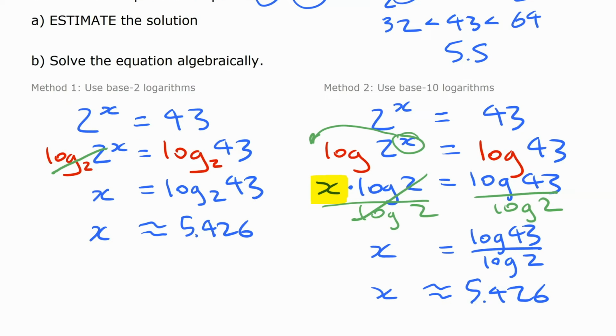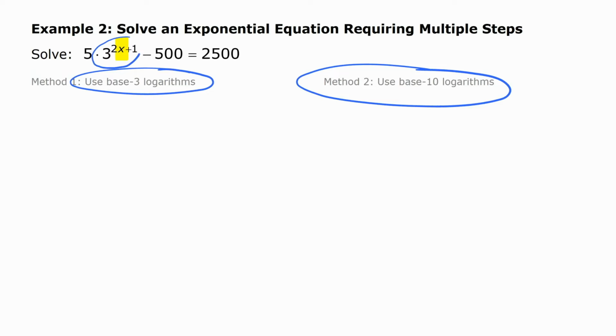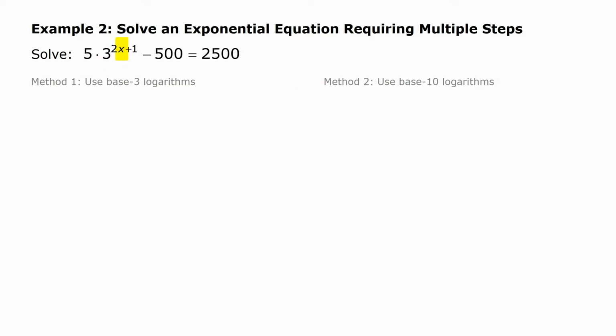All right, let's try one more here. Now this has a lot more involved than the first one that we did, but it still has our variable in one place here, and we're going to work by isolating that. It's just that there's a few things we have to do before we start to work with our exponential expression. There's also a multiply by 5 and a subtract 500 here. We're going to deal with those first. We're still going to use two different approaches here, base 3 logarithms because that's the base for the exponential expression, and base 10 logarithms because that's a common approach that people use.